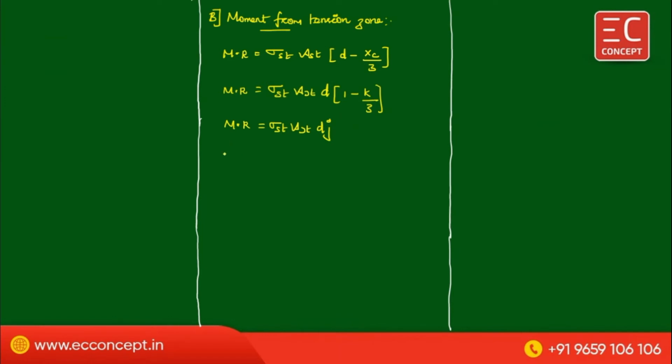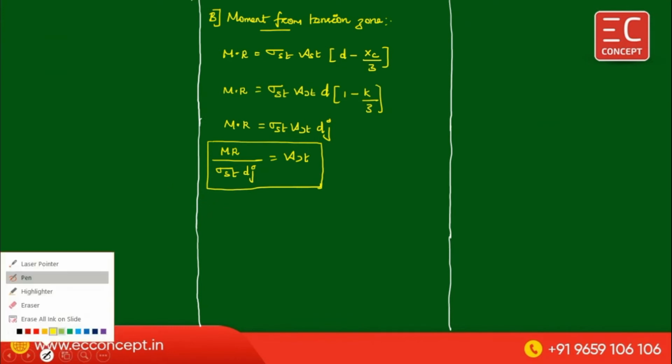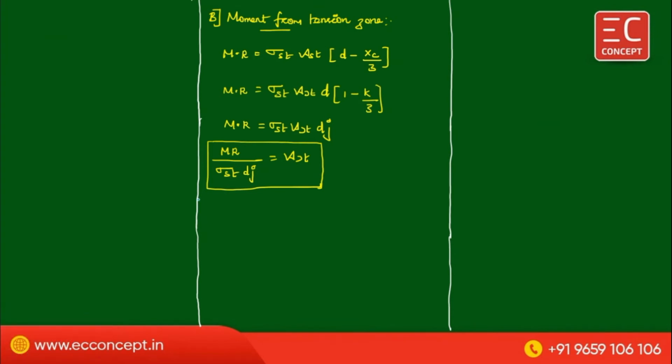Okay. Now what is AST? Moment of resistance divided by sigma ST D J is equal to AST. So this is the AST. Now the AST which is calculated based on the balance section, this is the formula. Okay. Now let me explain this thing through an example. Listen, let us take an example to make sense of this.